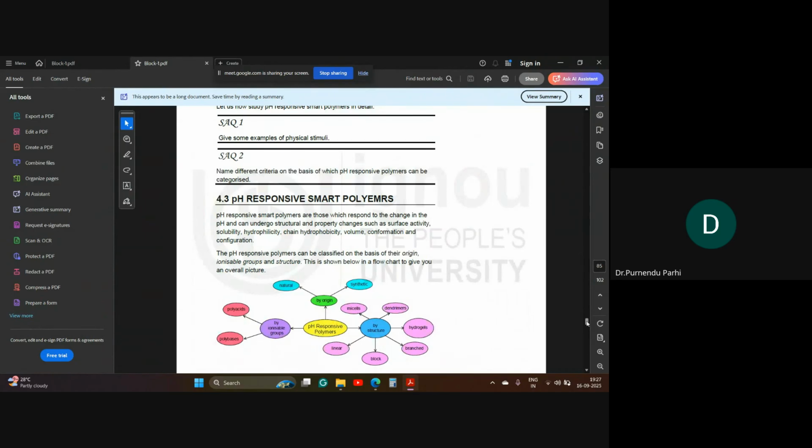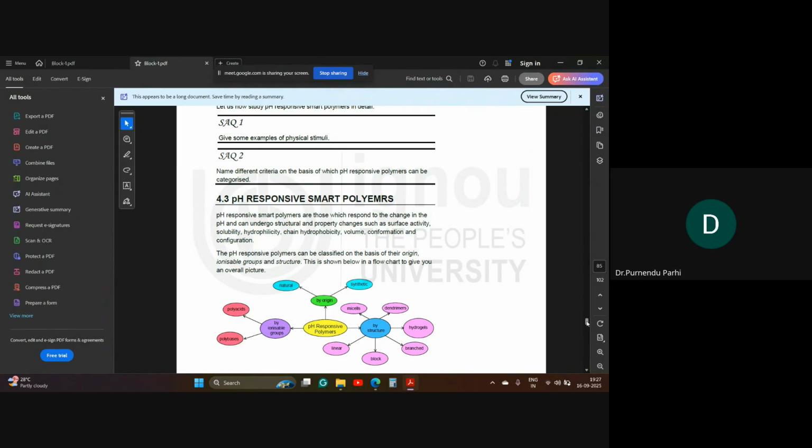Then pH responsive smart polymers. These respond to the change in the pH and can undergo structural and property changes such as surface activity, solubility, hydrophilicity, chain hydrophobicity, volume, conformation, and configuration. The pH responsive polymers can be classified on the basis of their origin, ionizable groups, and structure. This is shown as a flowchart here.